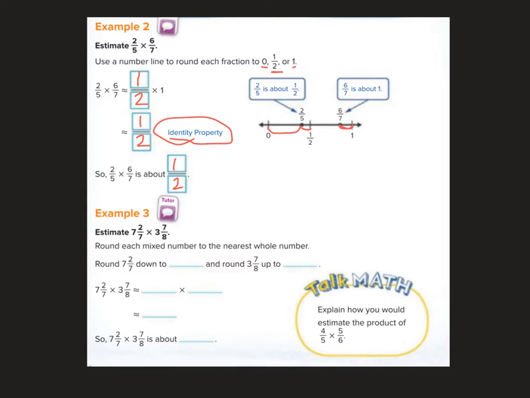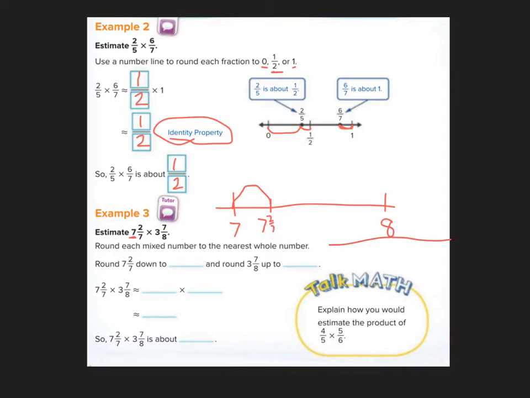7 2/7. If I was going to put it on the number line, it would be between 7 and 8. So I have 7 whole, and then if I cut it between 7 and 8 into 7 equal pieces, I'd be about right here. 2/7, this would be 7 2/7. Times 3 and 7/8. So 7 and 2/7, I'm going to round down to 7.